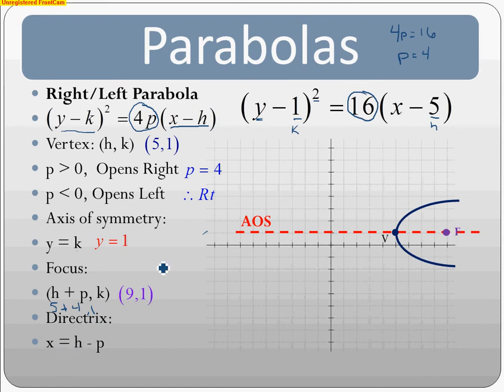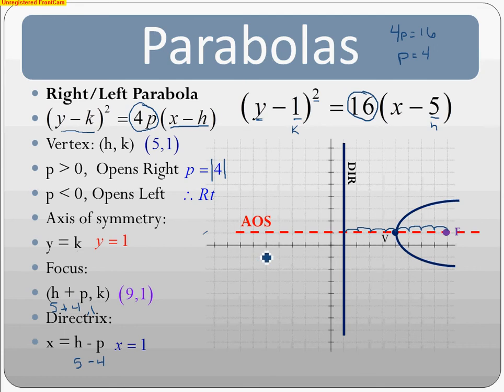The directrix is now a vertical line: x equals h minus p. Again, h was 5 minus p, which was 4. So I'm going to have x equals 1. There's our vertical line. And you have the same check. If you take the absolute value of p, the absolute value of 4 is 4. We go from the vertex, 1, 2, 3, 4. We're in the right spot. To the directrix, keep doing that: 1, 2, 3, and 4. We're right there. So that's a parabola that opens to the right.